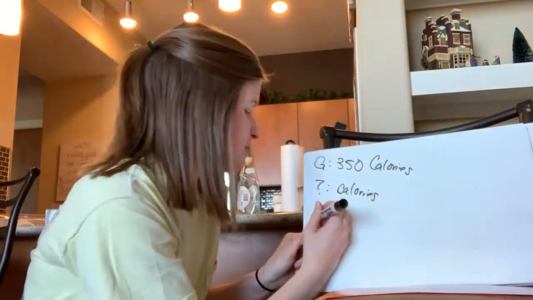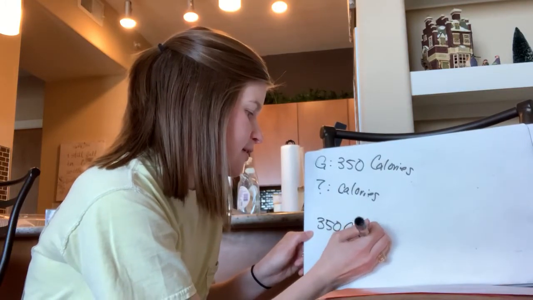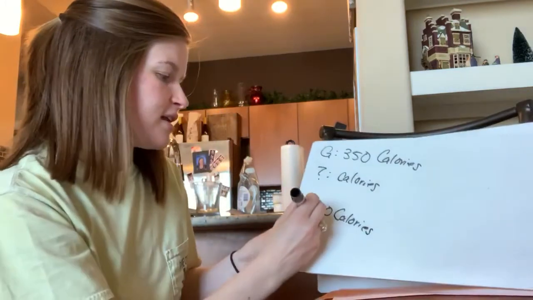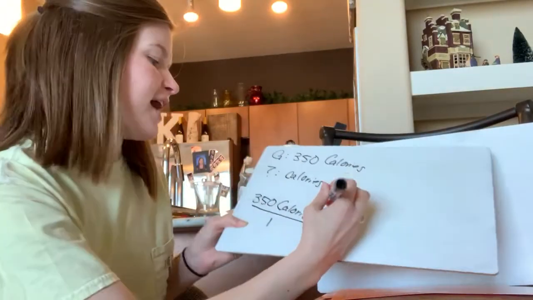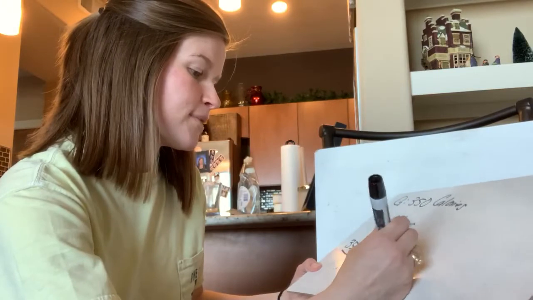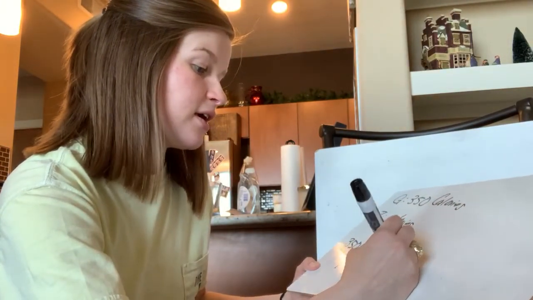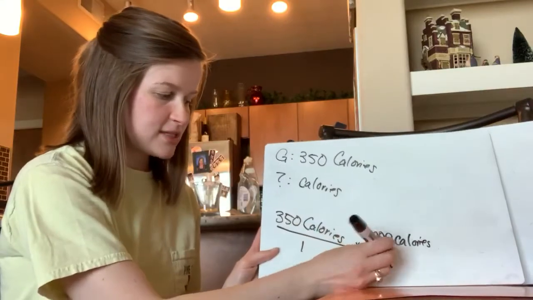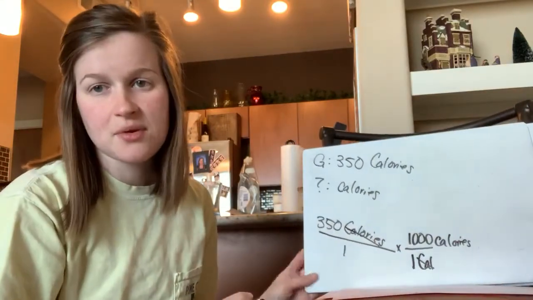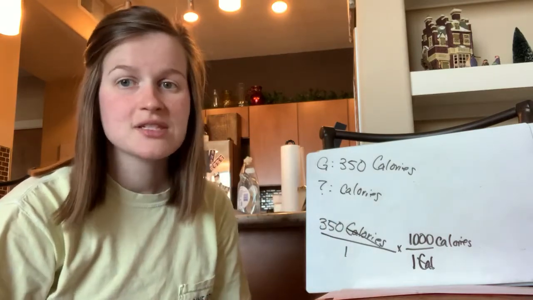So first I'm always gonna start with my given, which would be 350 big calories, put it over 1. I know that 1 big calorie, a capital C, is equal to 1,000 small calories, because that's what my notes tell me. So units cancel. All I'm doing is taking that 350 and multiplying it by 1,000. So then that would be 350,000. So that's how many calories are in there.